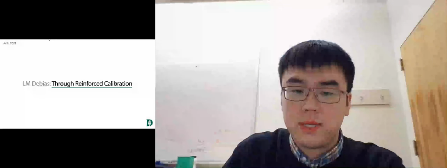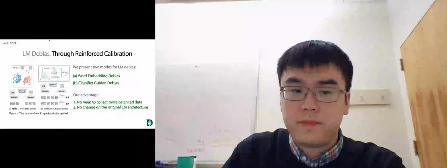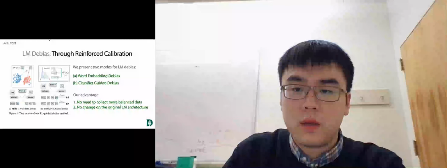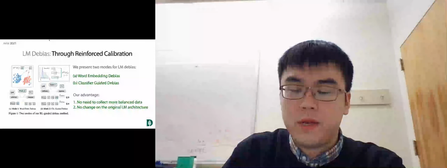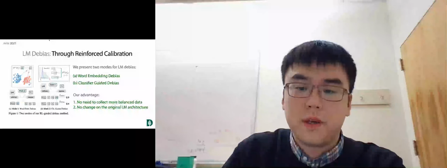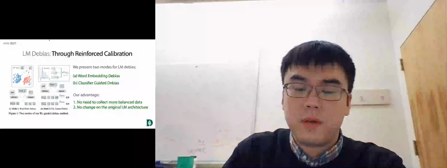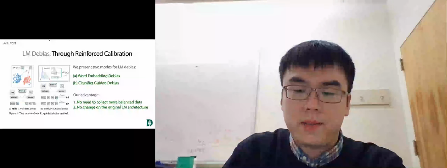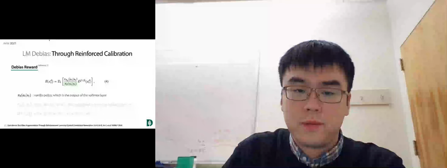Next, we present how to do language model debiasing through reinforced calibration. In this paper, we present two modes for language model debiasing: word embedding debiasing and classifier-guided debiasing. Our advantages are we do not need to collect more balanced data, and we do not change the original language model architecture.